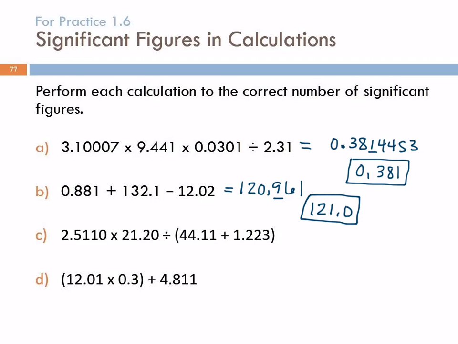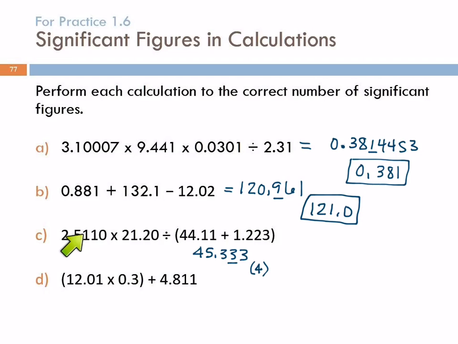44.11 plus 1.223. So this part is 45.333. That's the whole result. Then we consider the sig figs for the adding part separately from the multiplying and dividing. This number has 2 decimal places. This one has 3 decimal places. So this one has the smallest, the 2. So it has 2 decimal places. How many significant figures does it have then? 4. So this has 4 sig figs.